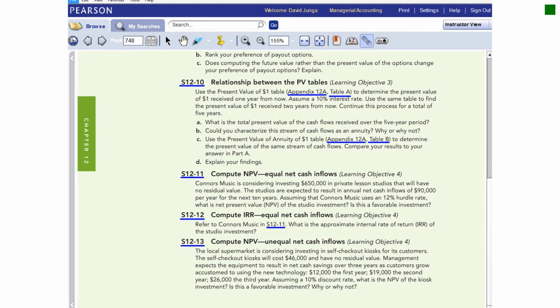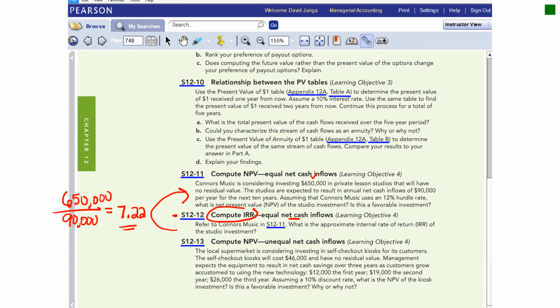Okay, so we're going to look at short exercise 12-12, and I'm going to show you how to calculate the internal rate of return, again, with equal cash flows. So what we do is we're using the data from 12-11, and you've got a $650,000 initial investment. What you'll do is take that $650,000 and divide that by 90,000. And when you do that, you get right around 7.22 as your number.